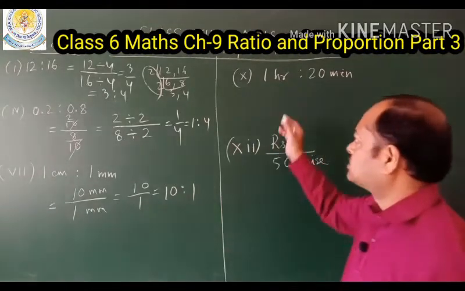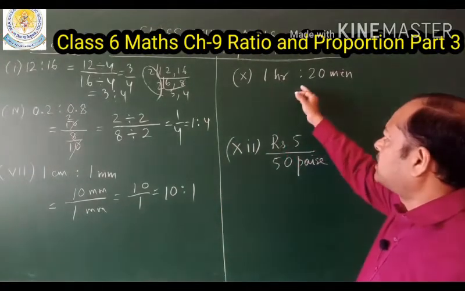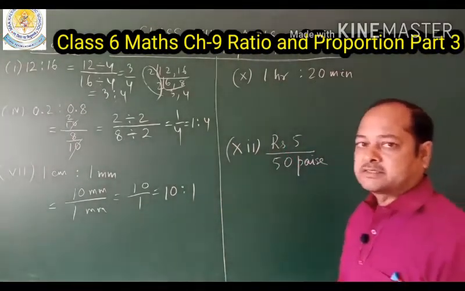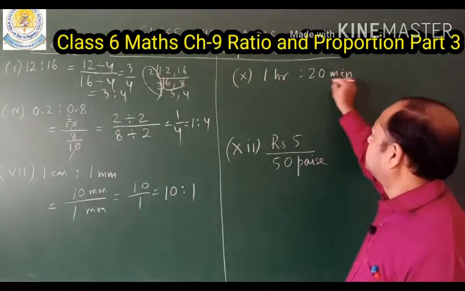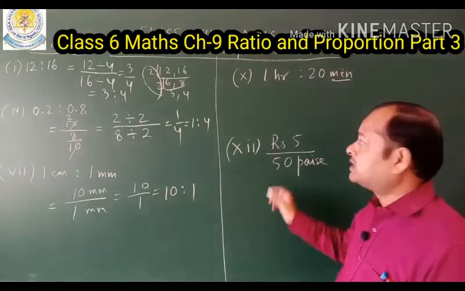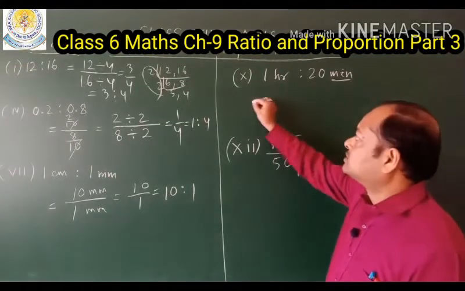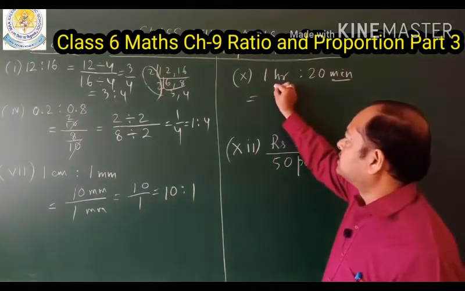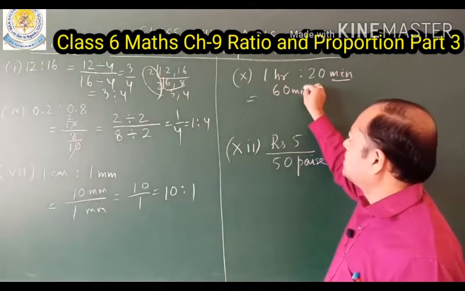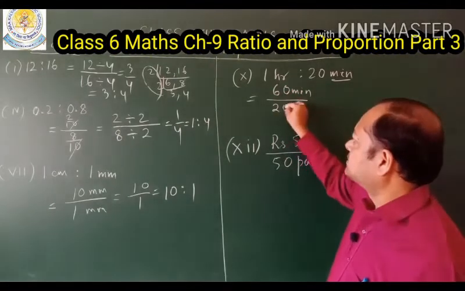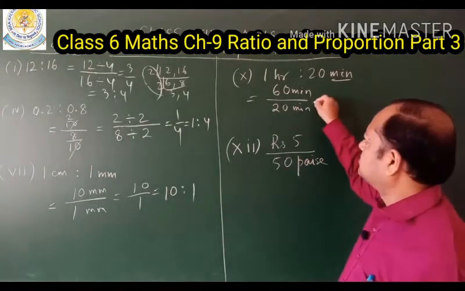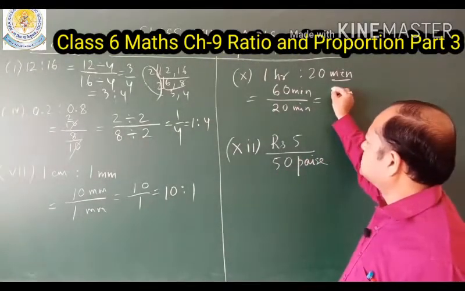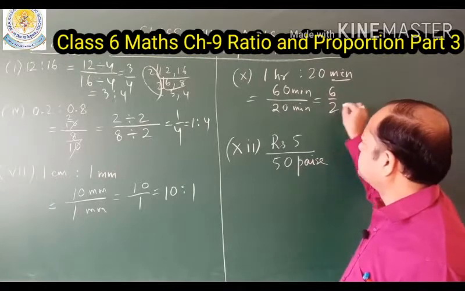Now look at this question number 10. It says 1 hour is to 20 minutes. So what is the lowest unit here? That is minute, and we have to convert this hour into minutes. So 1 hour equals, as you know, 60 minutes upon 20 minutes here. So both are now in the same unit. So just minimize it. You will get 6 upon 2.